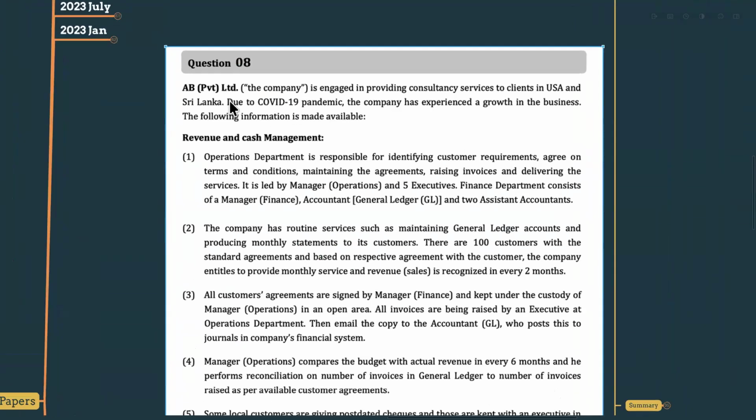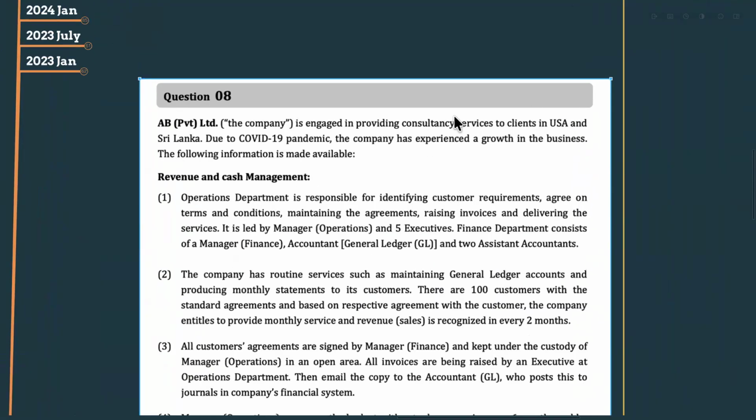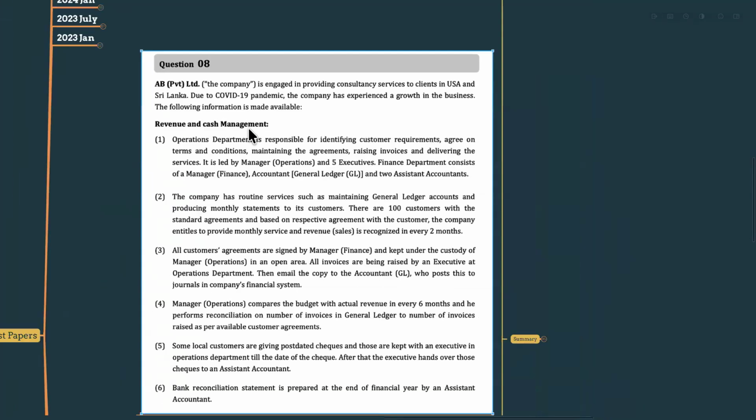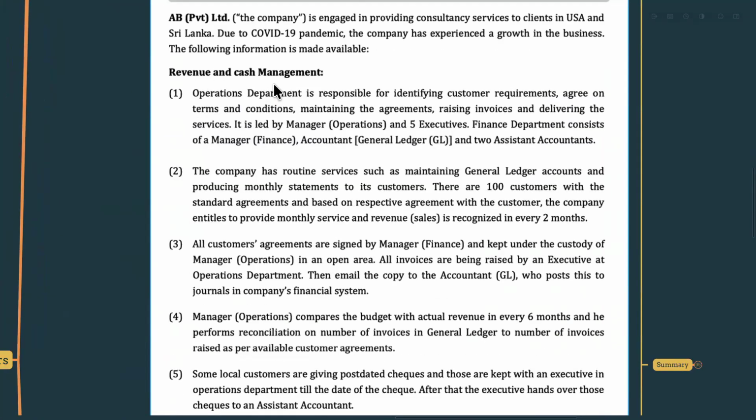So AB Private Limited, the company, is engaged in providing consultancy services to clients in the USA. Okay, fine. So they are providing consultancy services to clients in USA as well as in Sri Lanka. Due to the COVID-19 pandemic, the company has experienced growth in the business because most of the people need online consultants. So there's a growth. So the following information is available for you from the revenue and cash management. From these 6 items, you have to find out the weaknesses from the revenue and cash management.